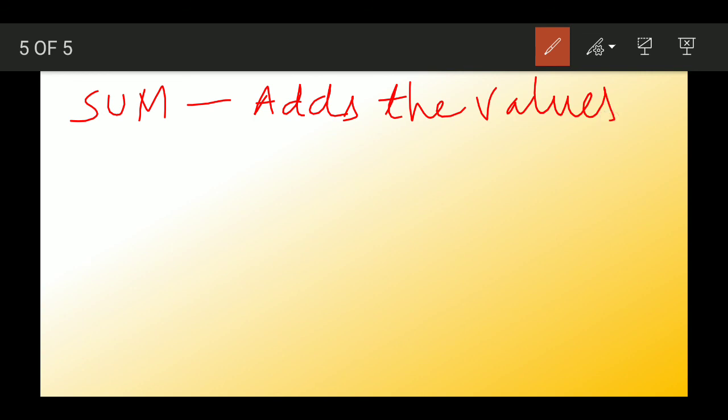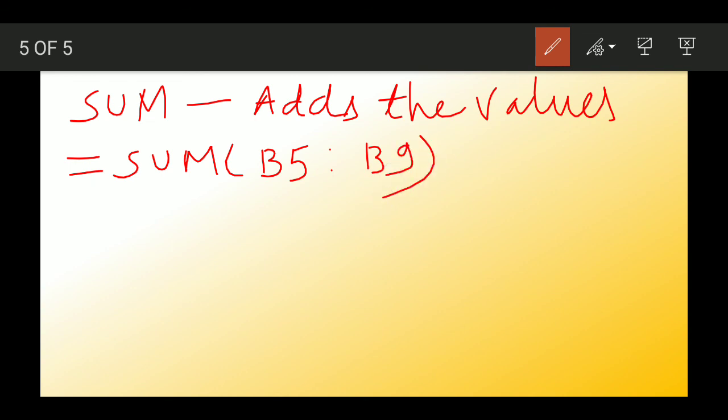How does this function add the values? You can see to write the sum function we have to use the equal to symbol. After that write sum. After that start a bracket. Then the cell reference. Suppose we have to add from B5 to B9 like this. Okay. So this function will calculate values from B5 to B9.